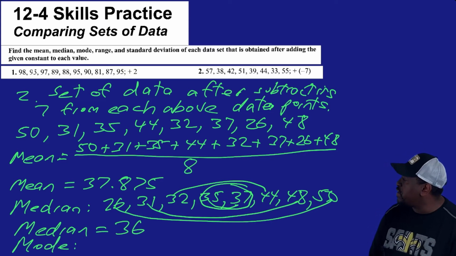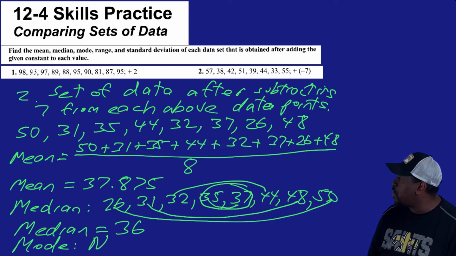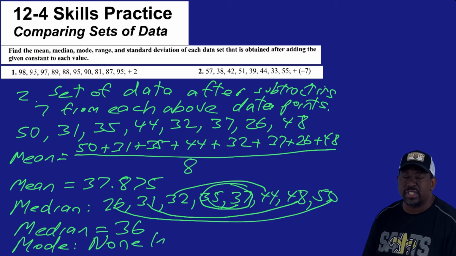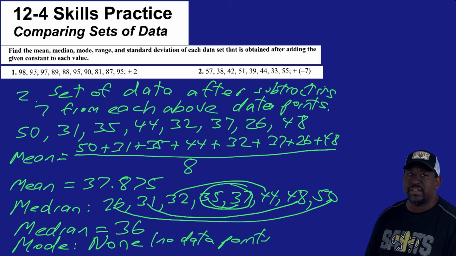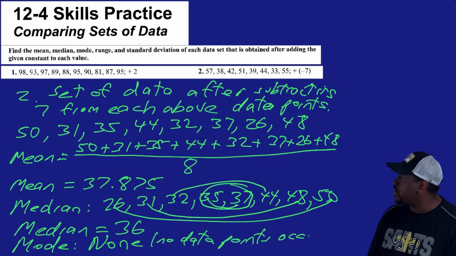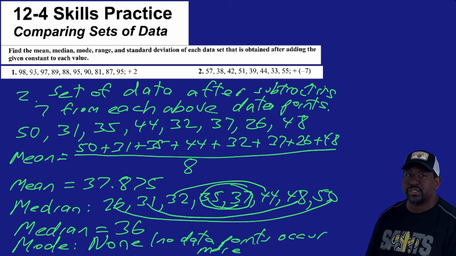Now the mode is a term that appears the most. There is no mode because none of those terms appear more than once. That can happen, so in this case there is no mode. And that is what the NOLA Mathman is writing down, why there's no mode, because there's no data point that occurs more than once.